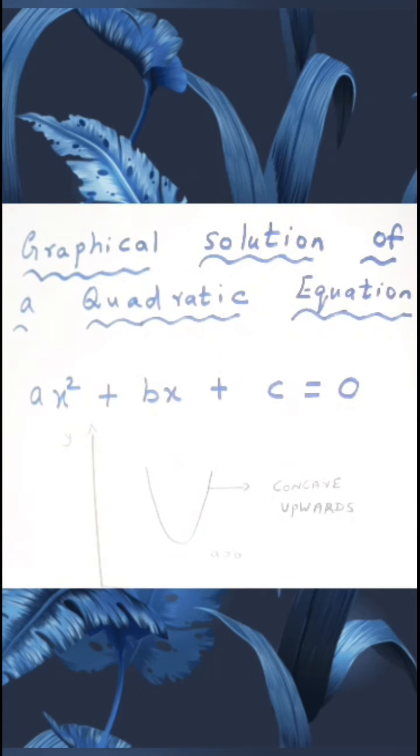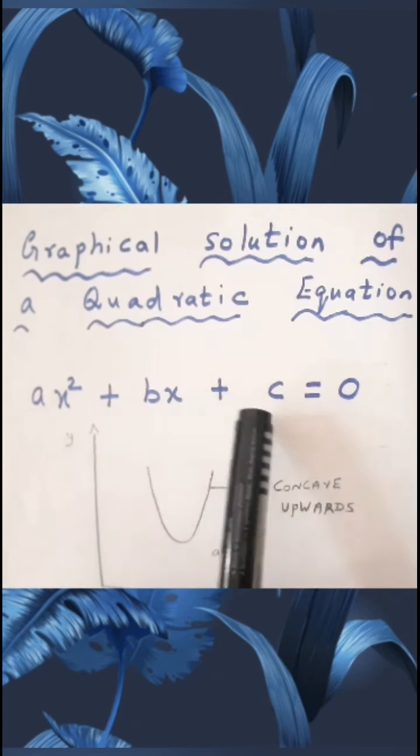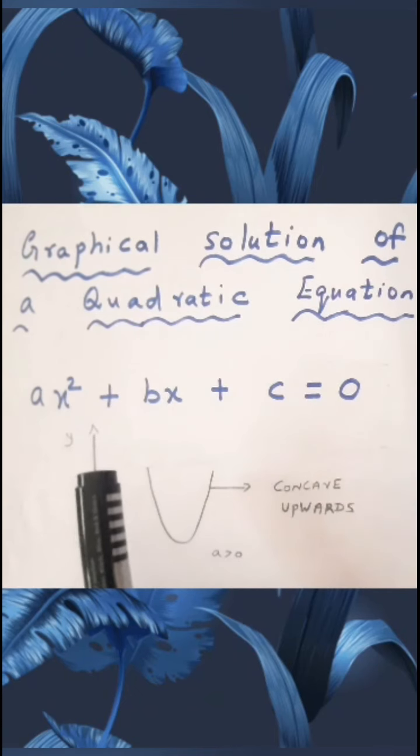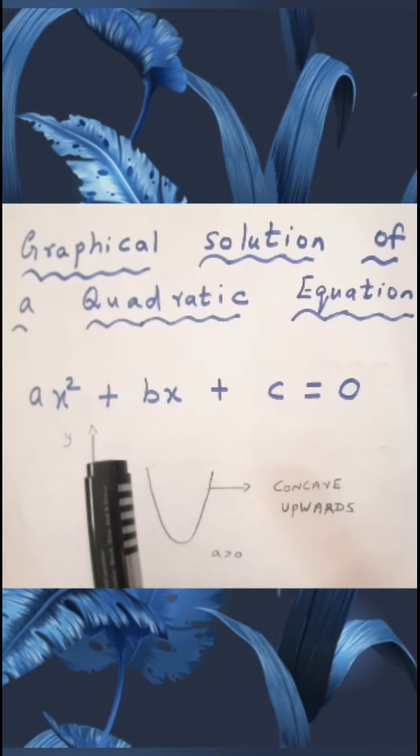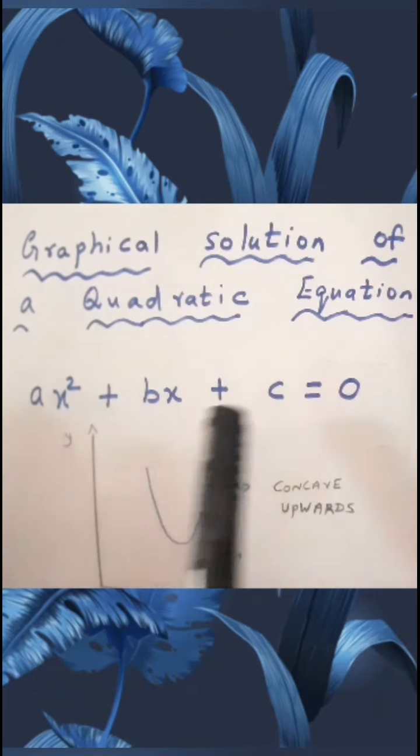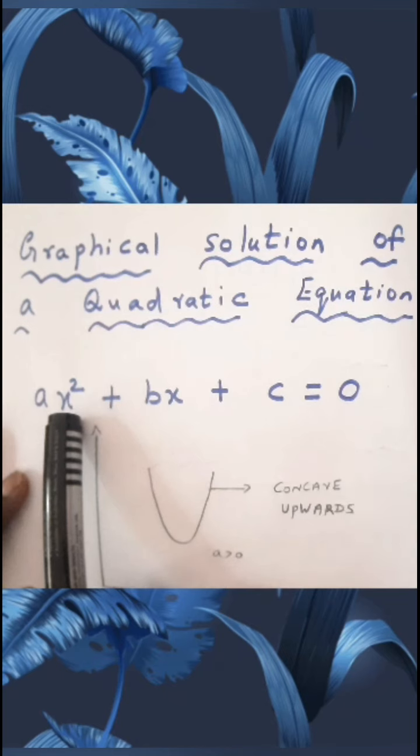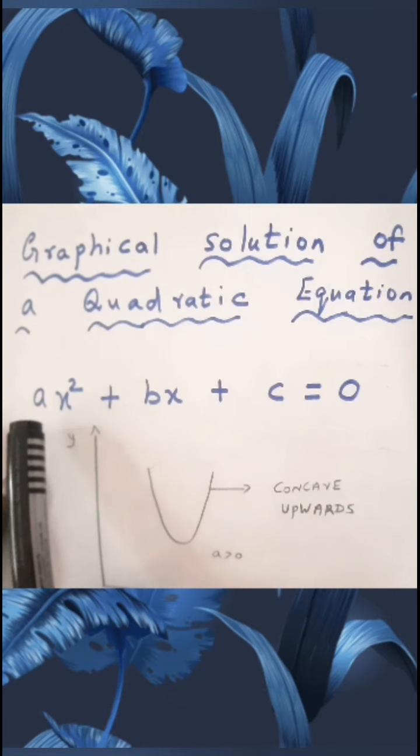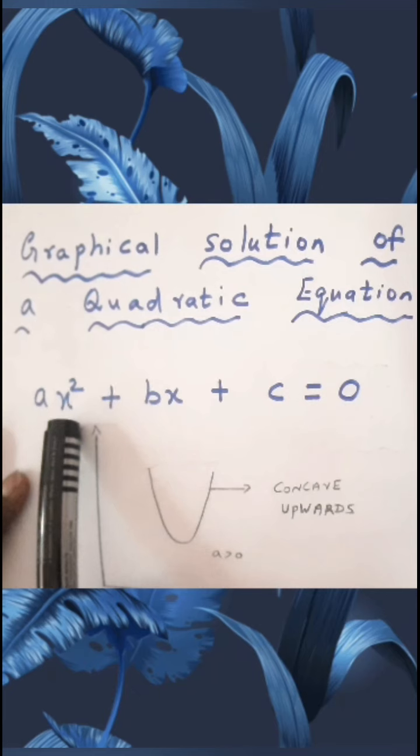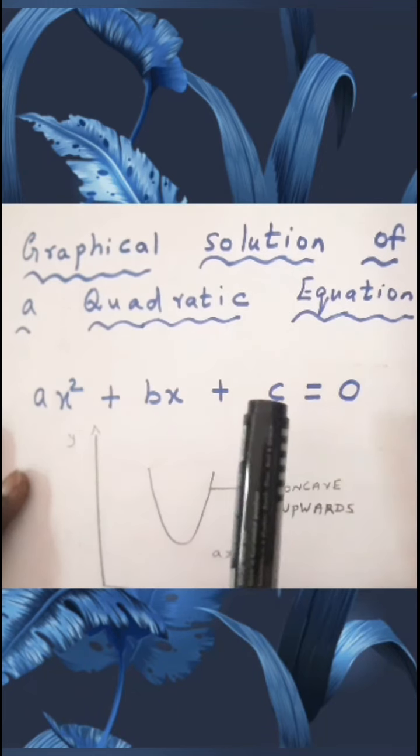So what is the standard form of a quadratic equation? It is ax square plus bx plus c is equal to 0. And I also said in my previous video, right? Quadratic equation is nothing but an equation in which the highest power of the variable is 2. Here a is the coefficient of x square, b is the coefficient of x, c is the constant term.